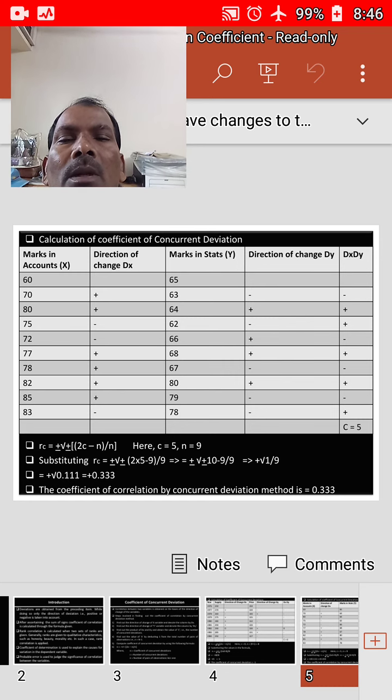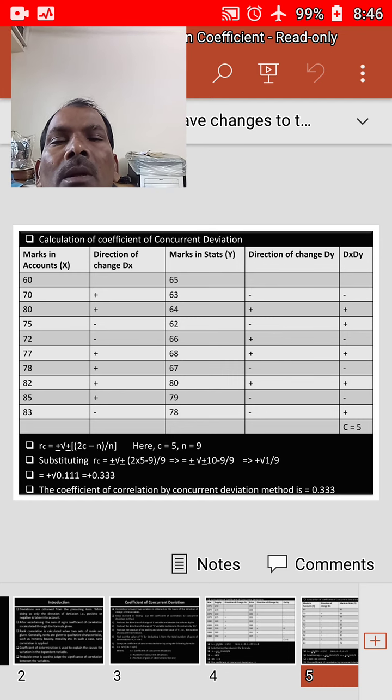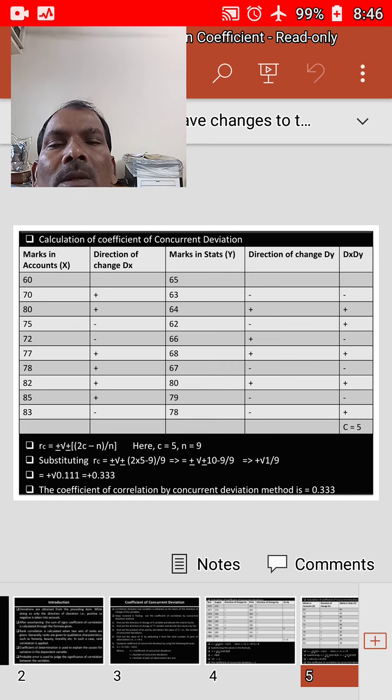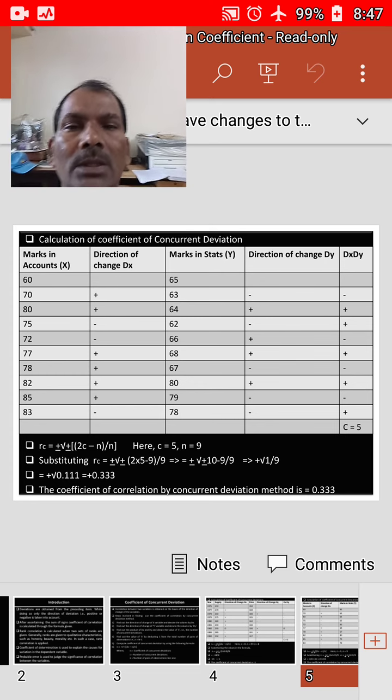First we will consider the direction of change for accounts. For the first value we don't know the preceding value, so we leave it. For the second, 60 to 70 is an increase, plus. 70 to 80 is also an increase, plus. 80 to 75 is a decrease, minus. 75 to 72 is also a decrease, minus. 72 to 77 is an increase, plus. 77 to 78 is an increase, plus. 78 to 82 is an increase, plus. 82 to 85, plus. And 85 to 83 is a minus.